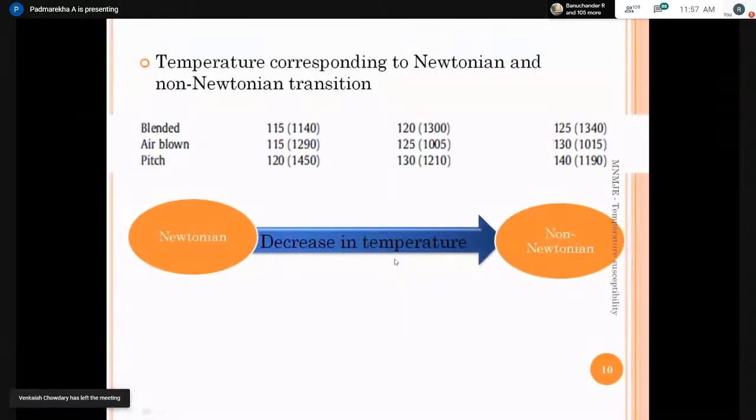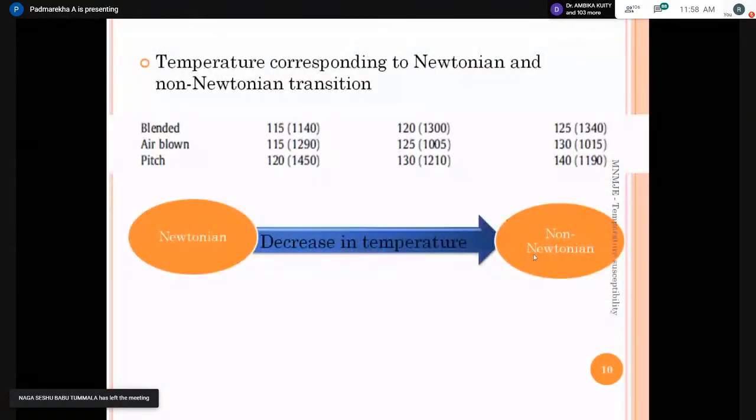So in general, during mixing and compaction operations, there is a transition in the behavior of bitumen from Newtonian to non-Newtonian. At high temperature, you see a Newtonian response, and as the temperature decreases, the bitumen exhibits a non-Newtonian response. What is a non-Newtonian response? In a simple Newtonian response, viscosity is independent of shear rate. In a non-Newtonian response, viscosity depends on the shear rate and time of measurement.